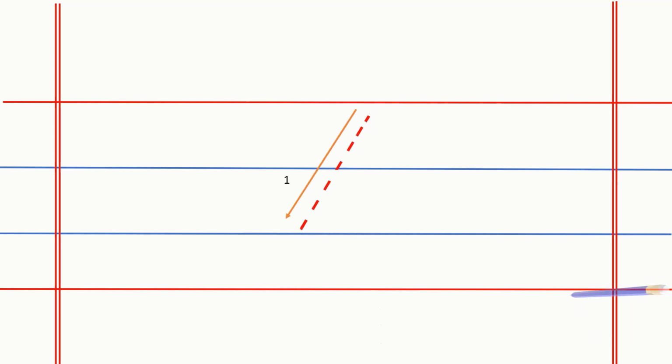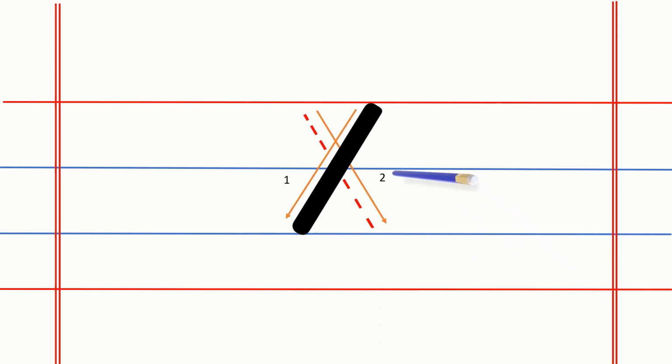Start from the red point. Draw a slanting line downwards. Then start at the blue point and draw another slanting line downwards.